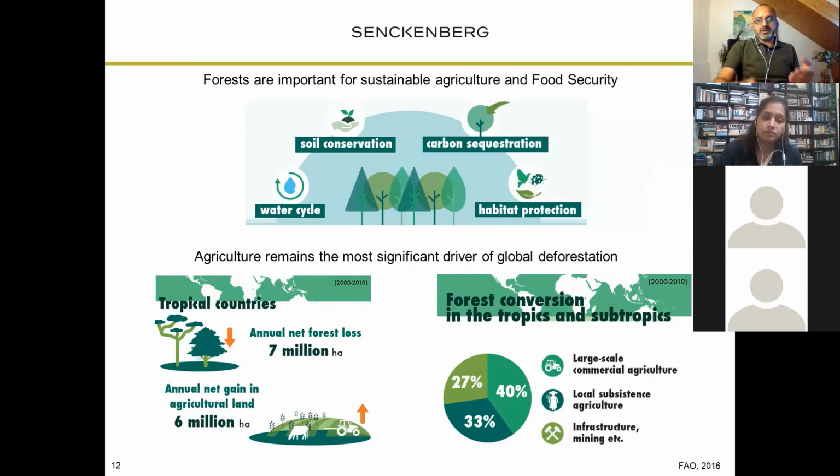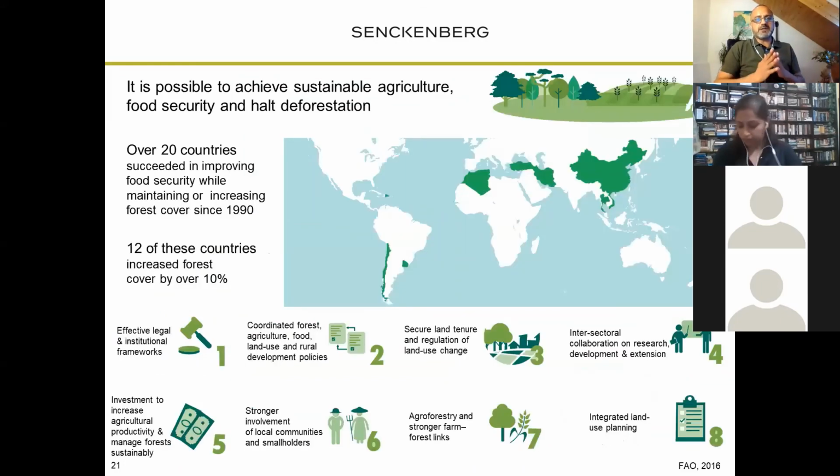And it is quite possible, as you see over here. This is again a map which shows you green colors. All the green colored regions, during the last 20 or 30 years, were able to double or triple the agriculture production without harming the overall forest cover of the region. They were even able to increase the forest cover. They were able to increase the wild habitat.